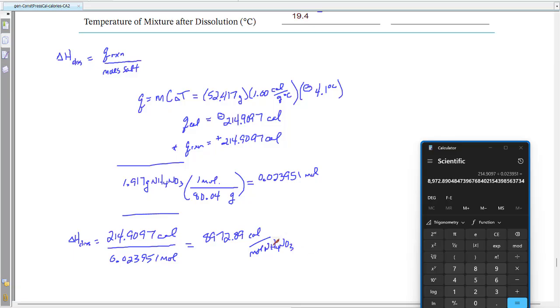All right. And this is a positive number, meaning that the reaction is absorbing that much energy. If the reaction's absorbing energy, the surroundings, the calorimeter here, would get cold because it's losing that energy. And so it's endothermic. It's what we'd expect.